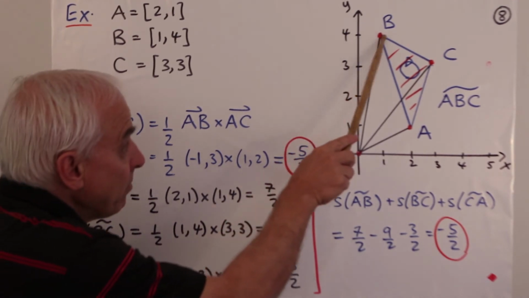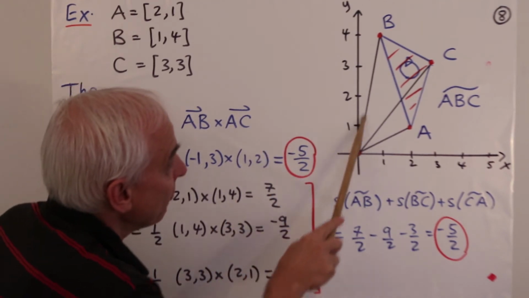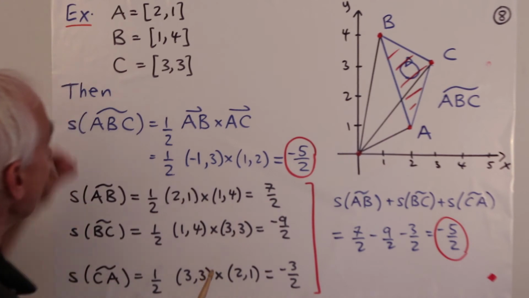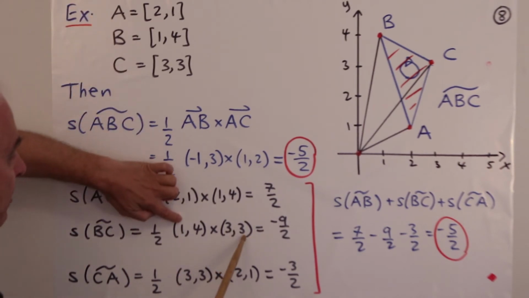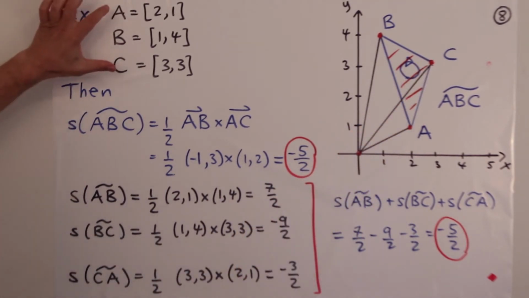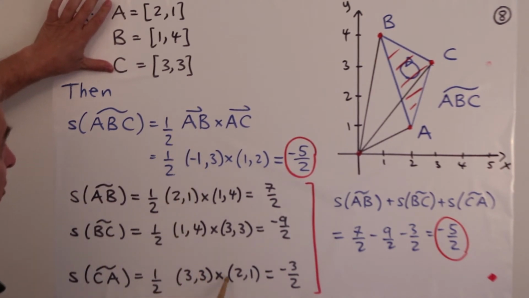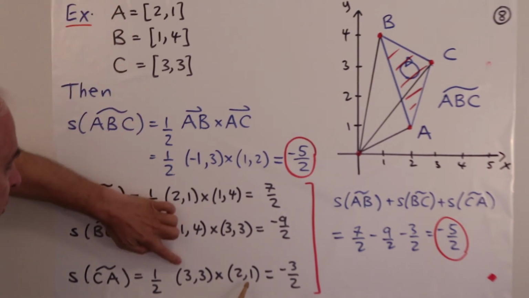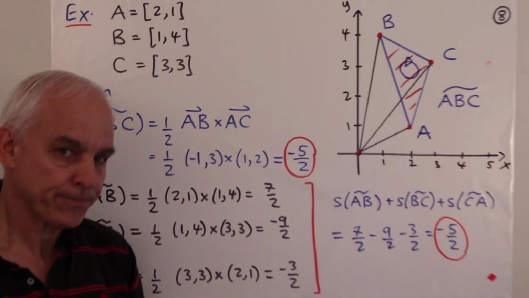And what about the oriented side BC? Well, there we have to take the vectors B and C here. So basically the coordinate vectors of these things, which is 1, 4, 3, 3. Okay, so the cross product there is 1 times 3 minus 3 times 4. That's minus 9 all over 2. And finally, CA, we have to take these points and their associated coordinate vectors, 3, 3 cross 2, 1. And that's equal to the cross product 3 times 1 minus 3 times 2. That's minus 3 divided by 2.